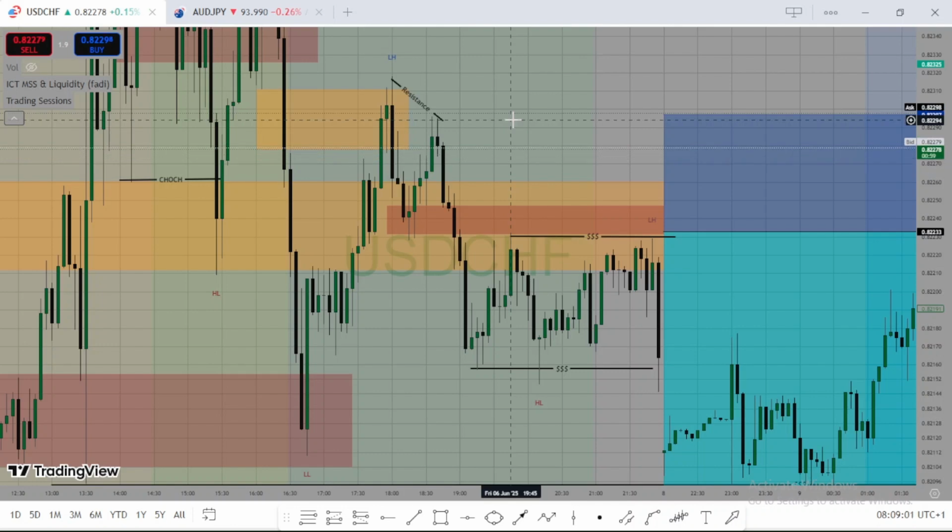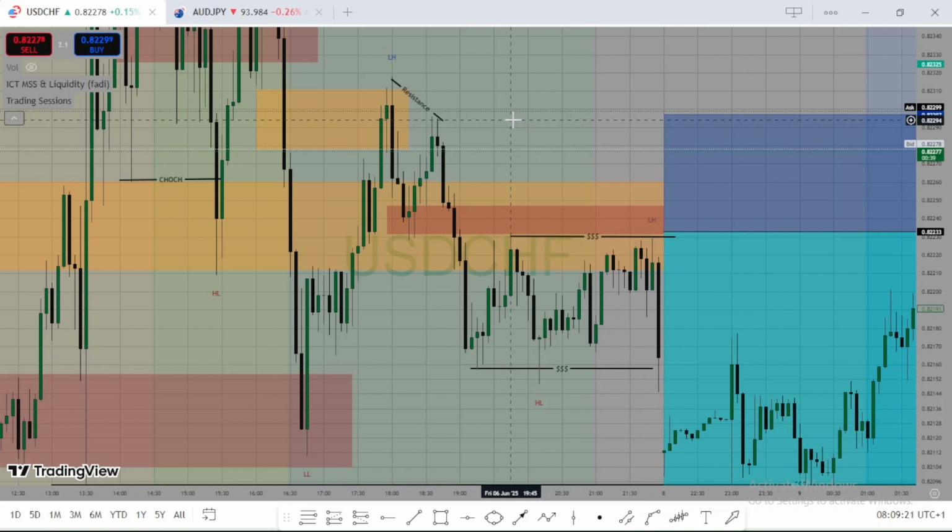I hope you all know exactly what I mean when I say accumulation, manipulation, distribution, or the AMD, the power of the AMD. So how does it work? Well, accumulation is basically consolidation. Price can't particularly move in a certain direction. It's just ranging at that certain point or zone.